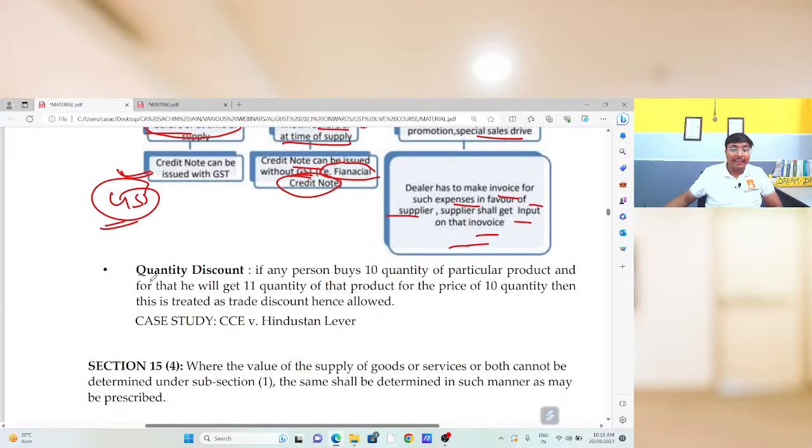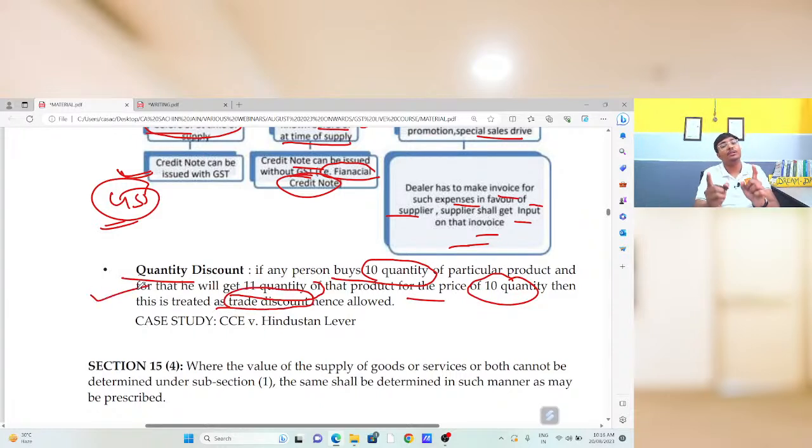Now, quantity discount. If any person buys 10 quantity of a particular product, and for that he will get 11 quantity of that product for the price of 10 quantity, then this is treated as trade discount, and this is allowed, because the terms have already been decided before making the supply. Buy one get three free. When you get the one product, at that time you already know that three products are free, and that will be treated as the trade discount. They are going to distribute the price in four products, and the balance amount will be your discount. That is the concept they are going to follow.